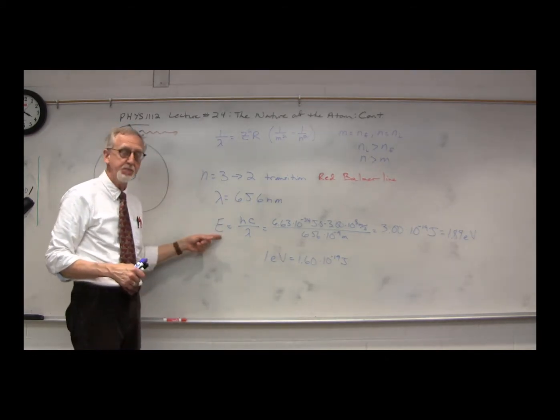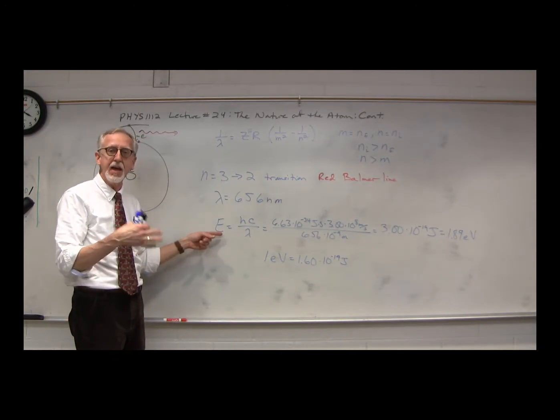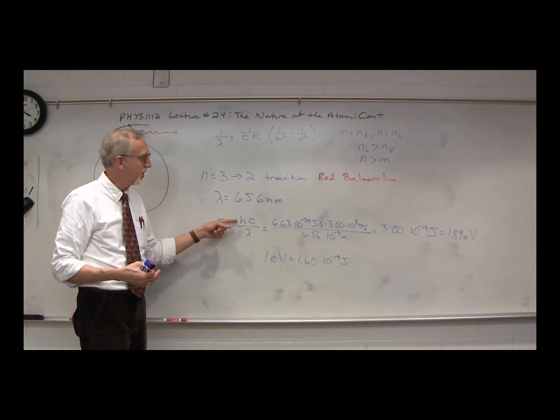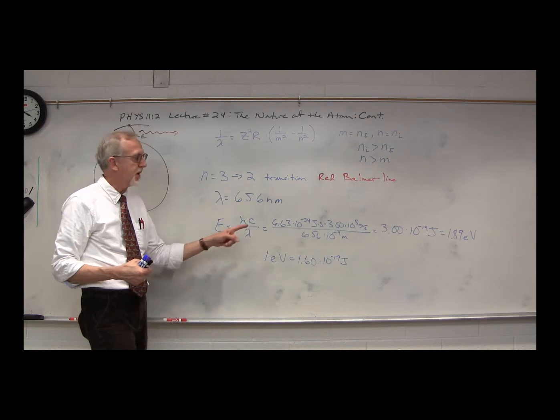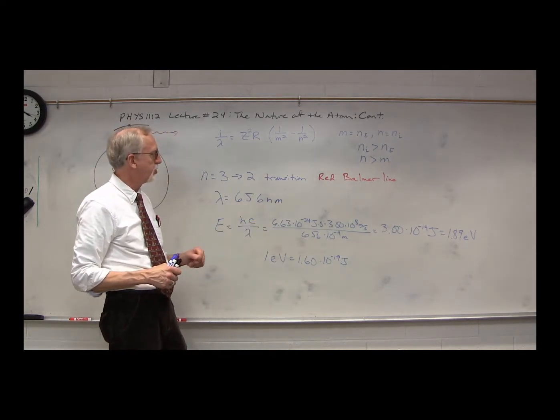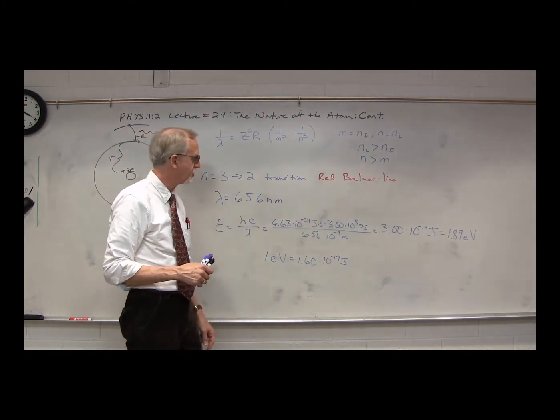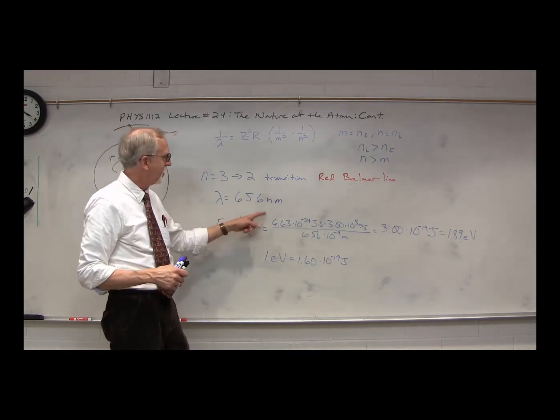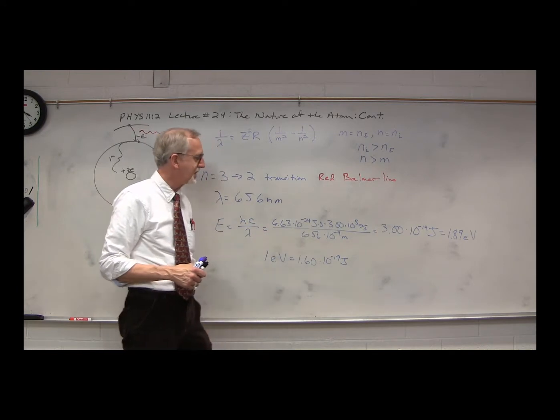Well, what's that energy? Well, we know an energy of a photon is hf, or, in terms of the wavelength, hc over lambda. In other words, 6.63, I'll just do it in 3 sig figs, times 10 to the minus 34th joule seconds, times 3 times 10 to the 8th meters per second, divided by the wavelength, 656, times 10 to the minus 9th meters.